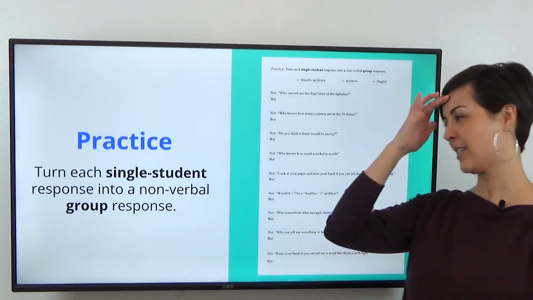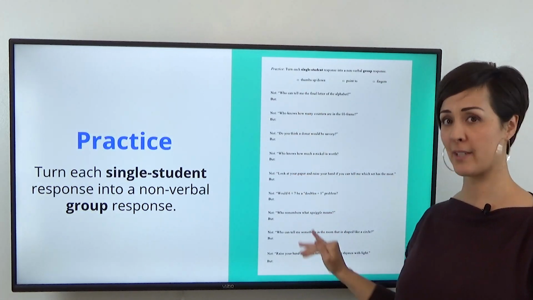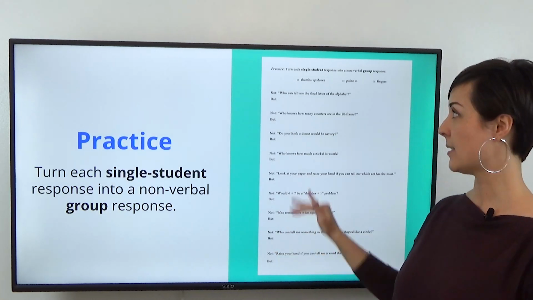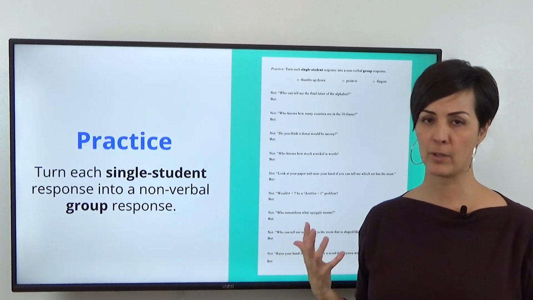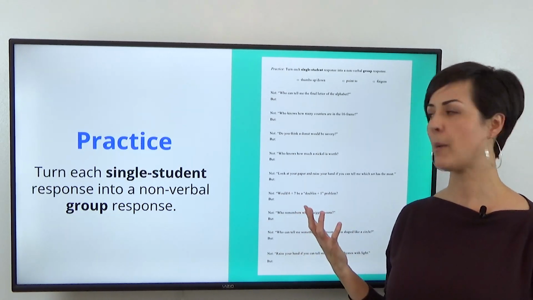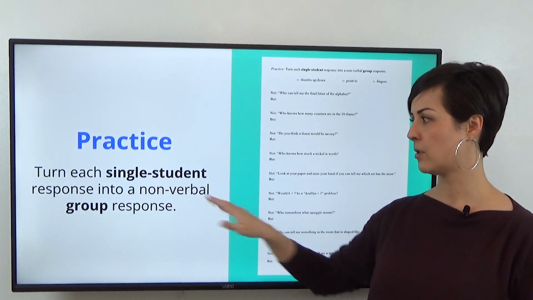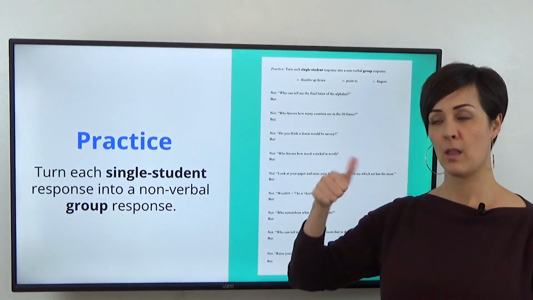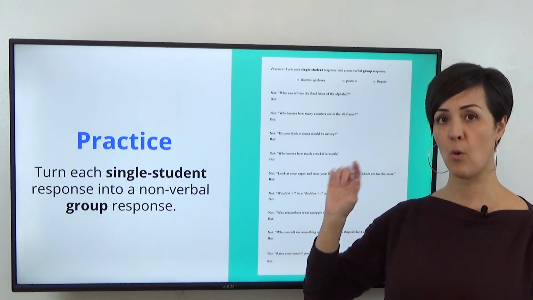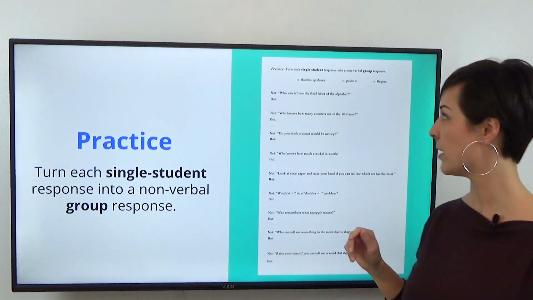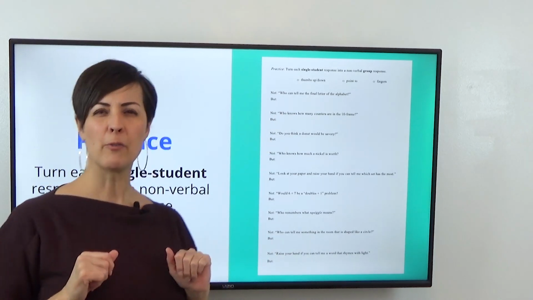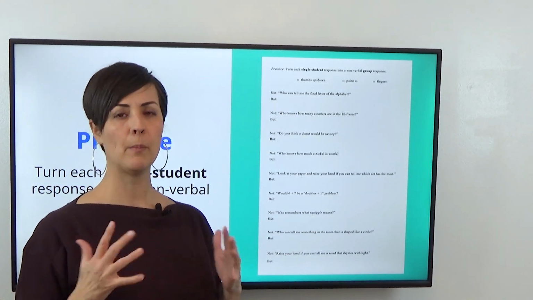Okay. Practice. I know that this is too small for you to see on the screen. I totally know that. But this is in the guided notes, and I'm hoping we can go through it together right now. And what I'm hoping you can think about is, how could you turn each single student response into a nonverbal group response, either with thumbs up, down, point to, or use fingers. Can we just look at it for a second? So instead of, who can tell me the final letter of the alphabet? What makes the most sense there?